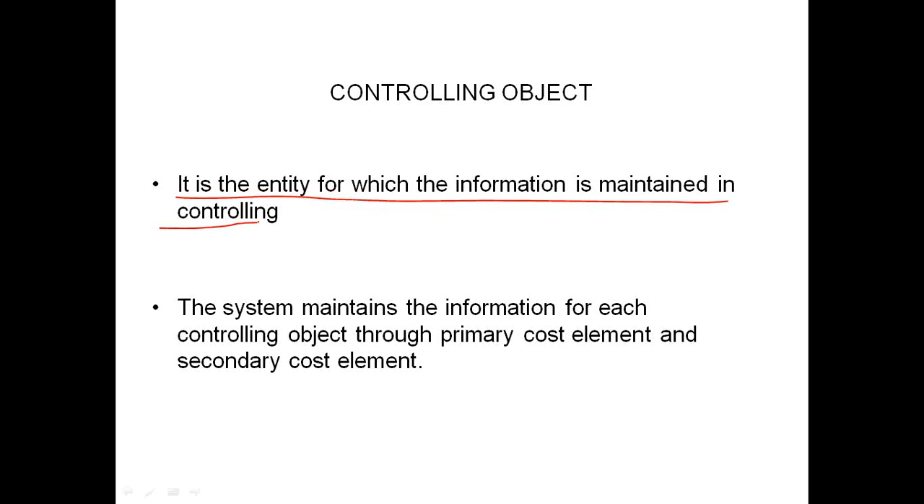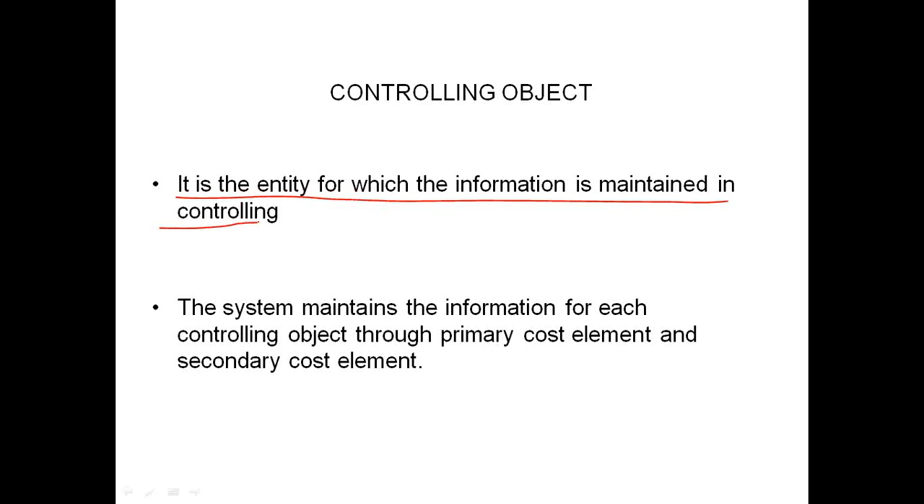Similarly, in accounts receivable, we have processed the business transactions with reference to the customer master record. In asset accounting, with reference to the asset master record. Like that, in controlling also, there should be something with reference to which we can maintain and process the information of expense and revenues. Without that something, you cannot maintain or process any information. That something is called controlling object.